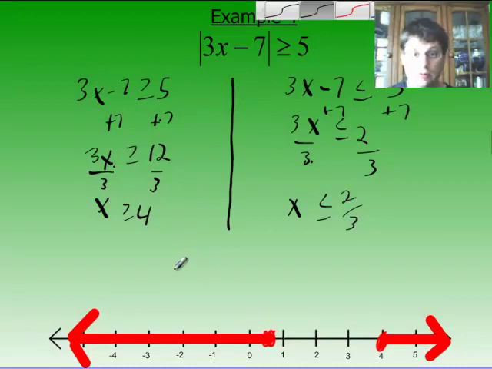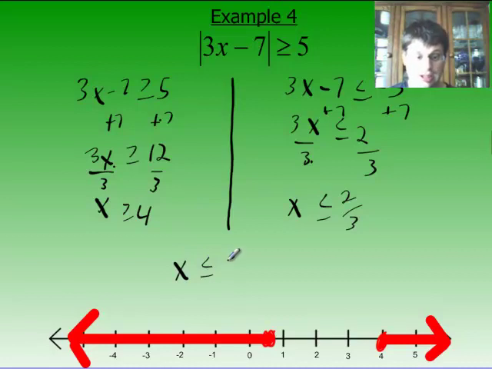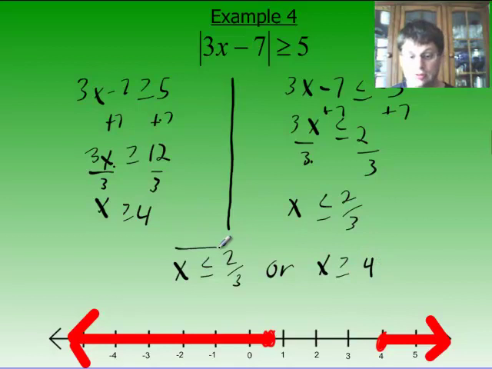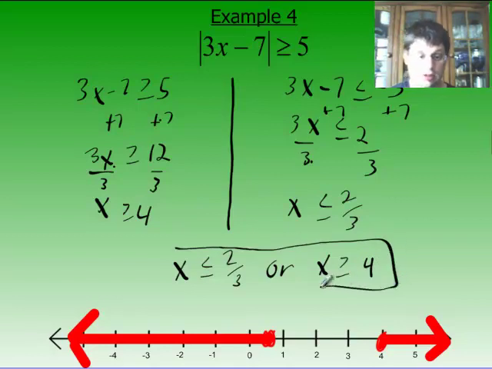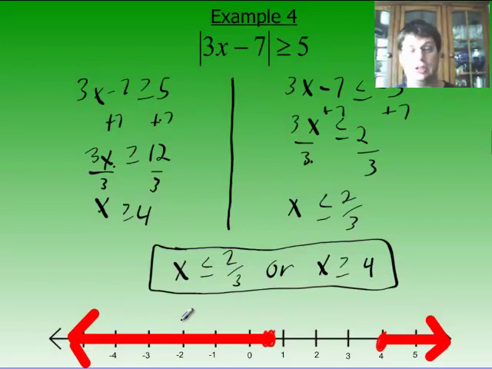So here's how we write our final answer. We're going to state that x is less than or equal to 2/3, or x could be any value greater than or equal to 4. And those values will work when you substitute them into the inequality. Don't worry about extraneous solutions when dealing with the inequalities. I'm not going to throw any extraneous solutions in the inequalities at you in your assignment.